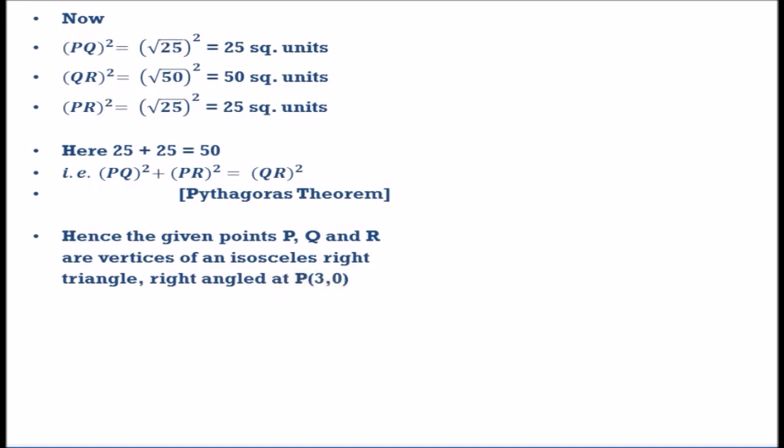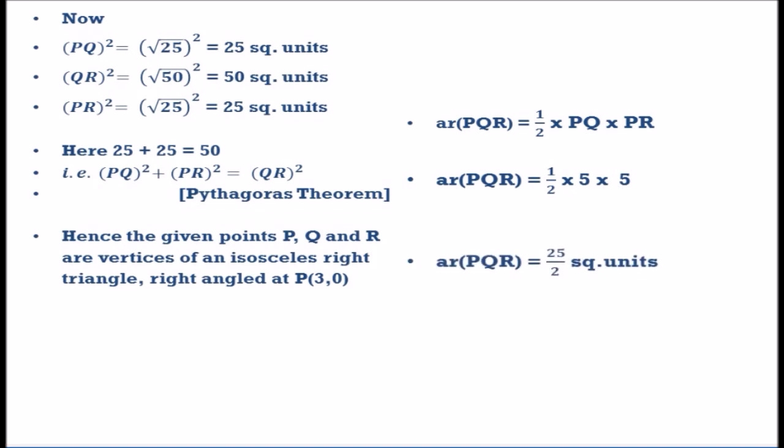Remember, we also had to calculate the area of the triangle. Now since it's a right triangle, we can use the identity area of triangle equals half into base into height. Since QR is the hypotenuse, definitely PQ and PR are the base and height of the right triangle. So area of PQR we can write as half into PQ into PR. So half into 5 into 5. 5 5s are 25 by 2 square units. So the area of triangle PQR is 25 by 2 square units. Or if you divide, the area of PQR is equal to 12.5 square units.